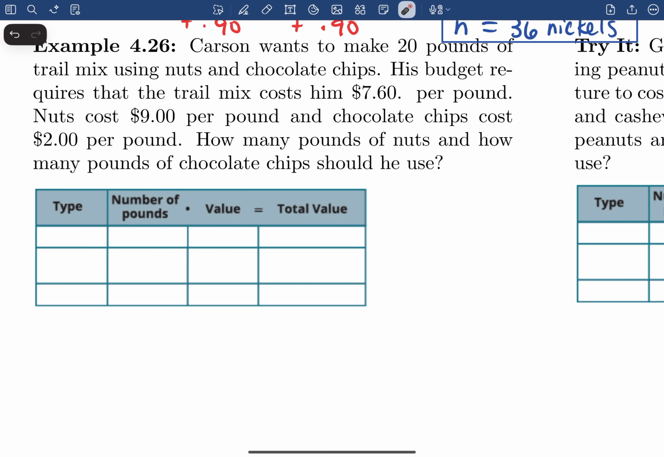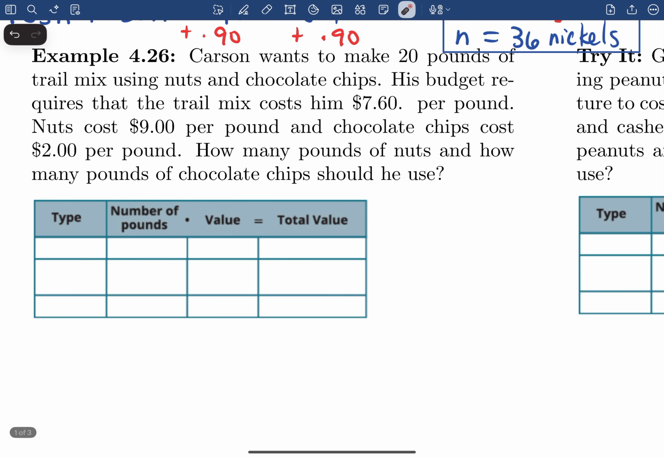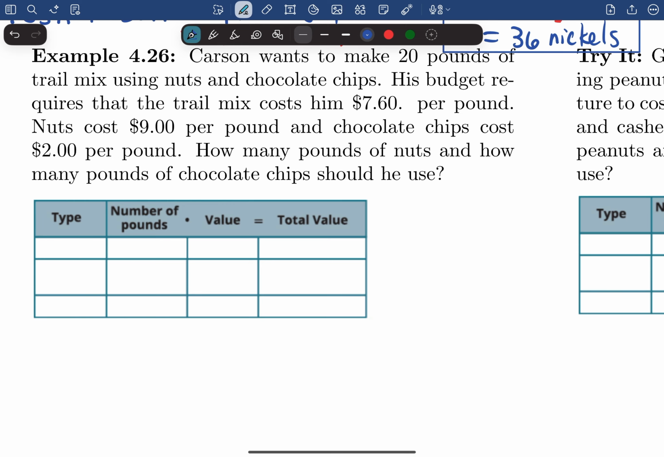All right. Well, let's organize all of this information into a table. This is what the table would look like that you create. It has the type, like we're talking about nuts and chocolate chips, right? So I will put that in here. I'll put chocolate chips.